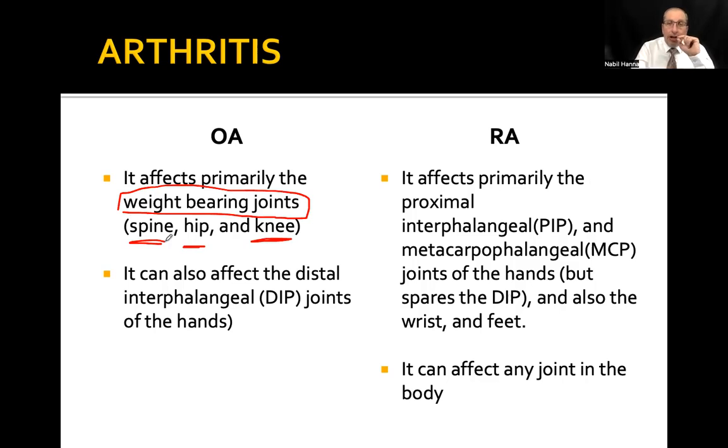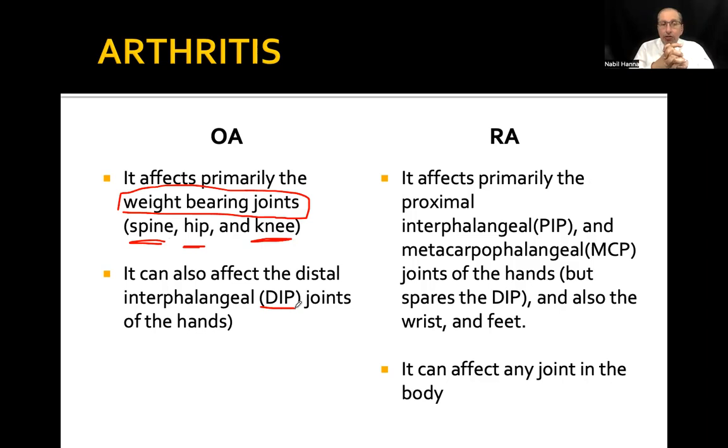When osteoarthritis affects the hand, it does not spare any joint. Even the distal interphalangeal joint, the very distal joint in the fingers, can be involved in osteoarthritis. This joint, the DIP, is usually spared in rheumatoid arthritis, and this is an important point of comparison between osteoarthritis and rheumatoid arthritis. Rheumatoid arthritis spares the distal interphalangeal joint, but osteoarthritis can affect it.